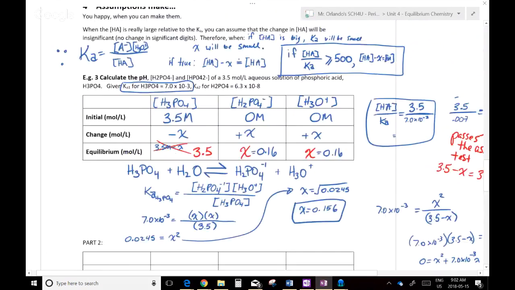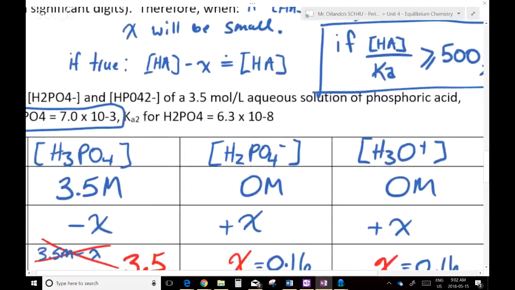Now, here's the thing. Go look at the Ka for the second hydrogen, for H2PO4. What do you notice about its Ka value? Much smaller, right? So it is probably not going to appreciably change our first equilibrium. Does that make sense? How could we test that? How do we test the assumption that it will not appreciably change our second Ka?